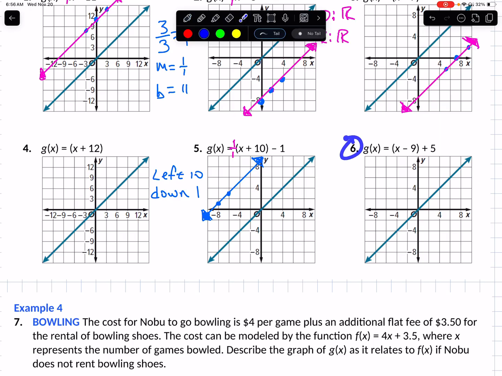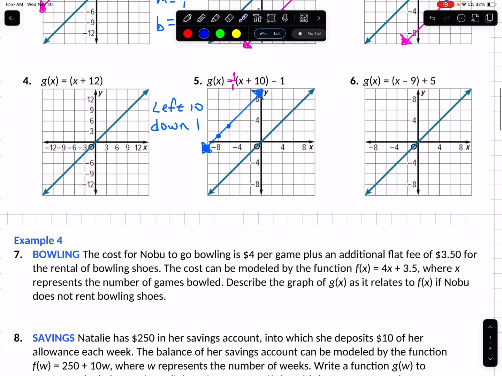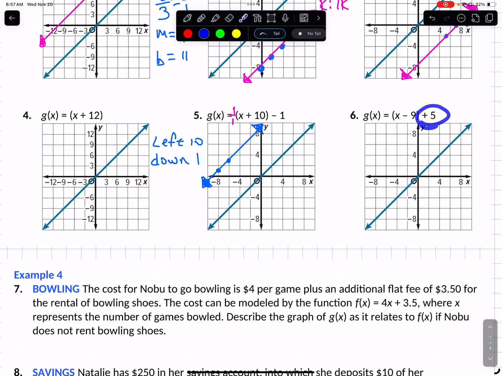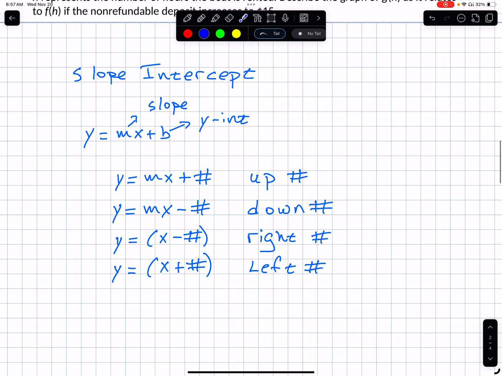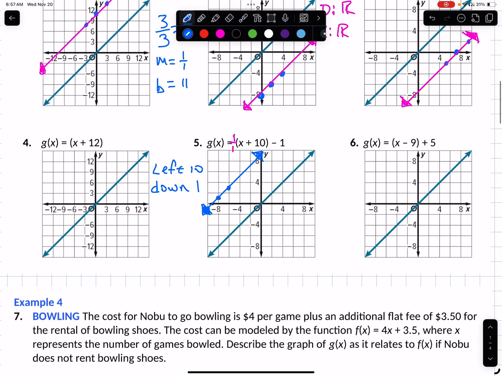So we look at number 6 here. We see there's a minus within the parenthesis, so we come down here and look at our rules. A minus within the parentheses makes it go right, whatever that number is. If we have a plus after, then we look at our rule. Here's a plus after, and it's going to go up, whatever that number is. So we're going to write the rule over here. So it's going to move it right 9 units. And it's going to move it up 5 units.